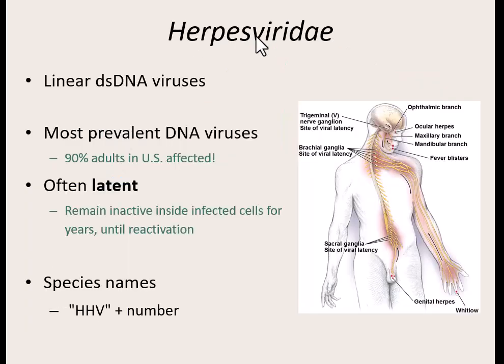So the herpes virus is double-stranded DNA. Its genome is linear. And it is the most prevalent of all DNA viruses. Approximately 90% of adults in the United States are affected with at least one herpes virus. As I go through, those are the statistics. Most of us have had at least one of these viruses at some point in our life.